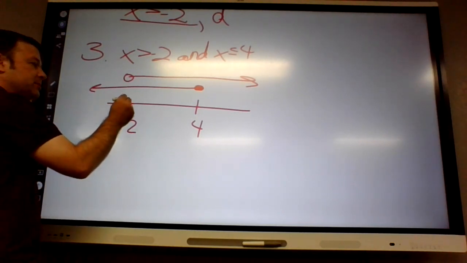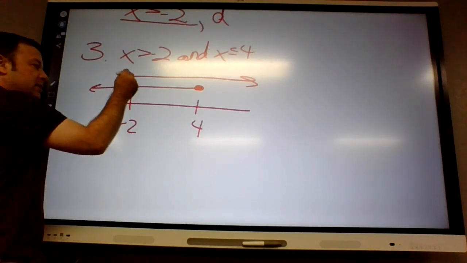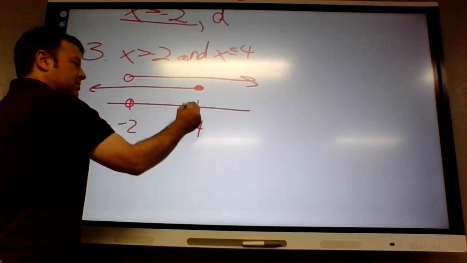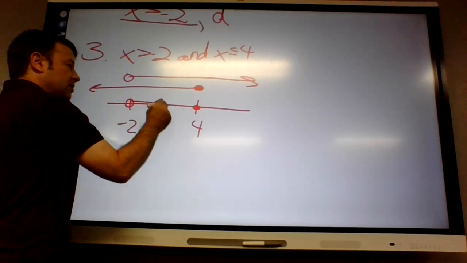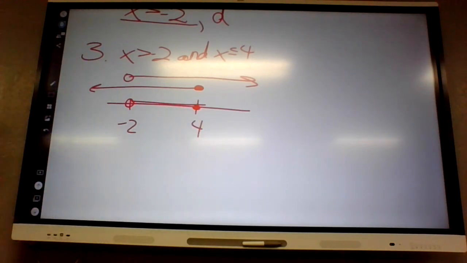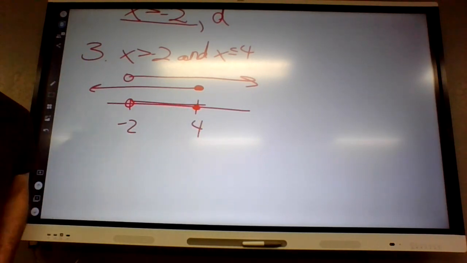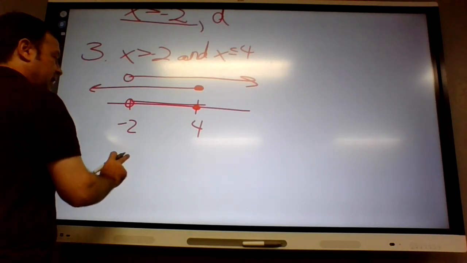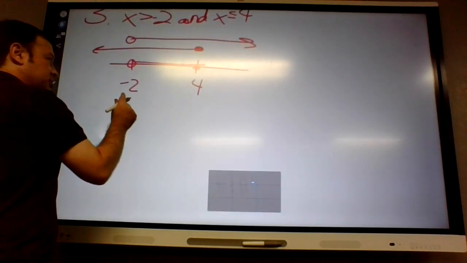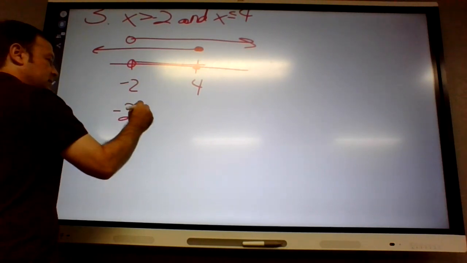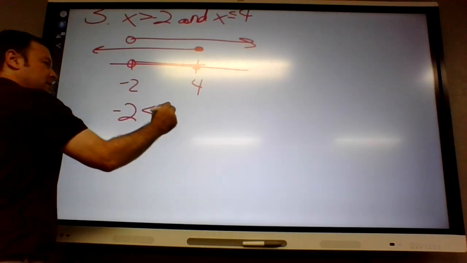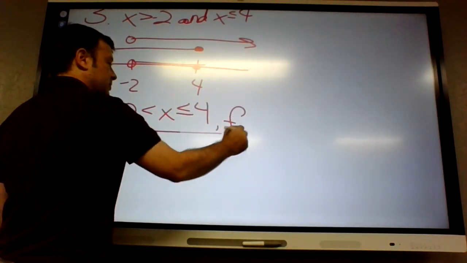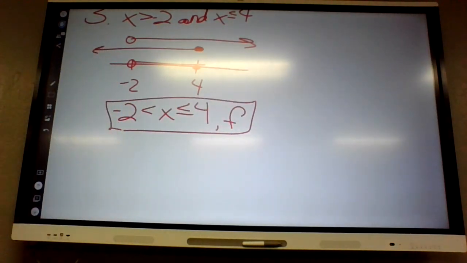Now, what kind of circles would we use? Well, this one is not included, and this one would be included because it's in both. So we can just copy this. So, what'd you say earlier? F? Yeah, you were right. It's F. And what's the best way of writing the numbers between negative 2 and 4? Negative 2 less than x, less than or equal to 4. So this would be the answer.